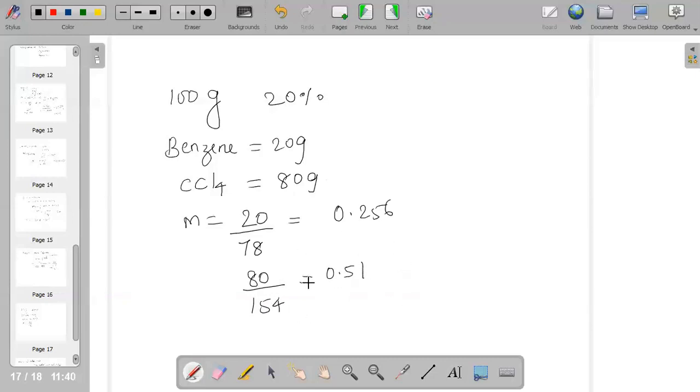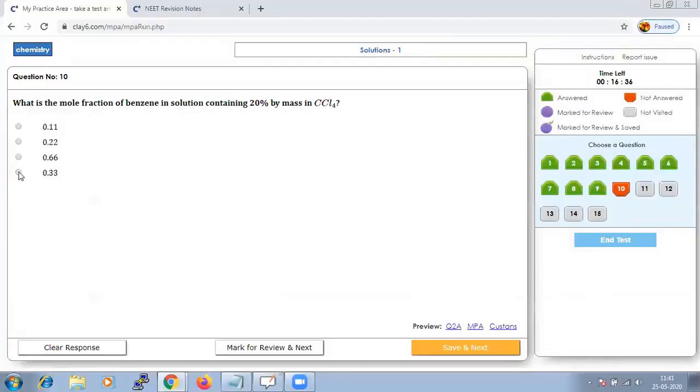So now if I calculate the mole fraction of benzene they have asked us, you can say 0.256 divided by 0.51 plus 0.256. If you solve this, you will get a value of 0.3. So our option D should be the right option. Let us save that and go to next.